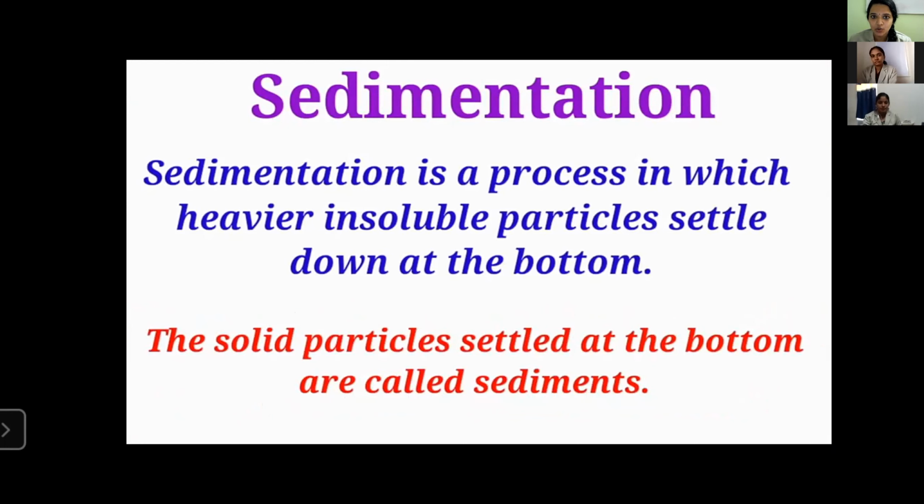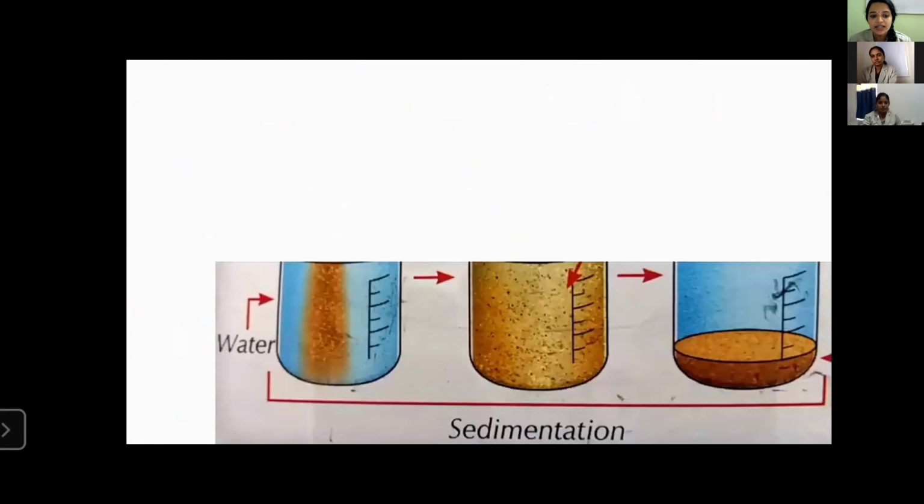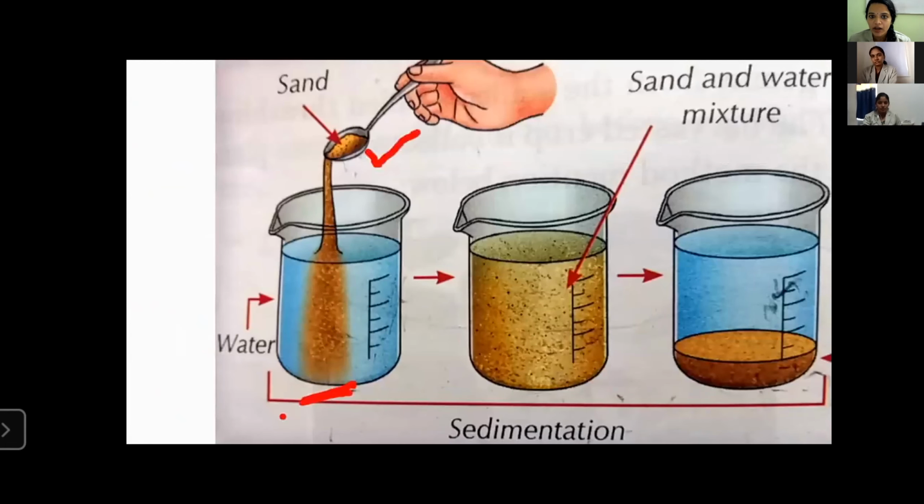Now we can see it through an example. Here I am taking a beaker of water and mixing sand in it. After some time, what do we observe? Yes, the sand gets settled at the bottom of the beaker, leaving the water above clearer. The sand which settled at the bottom is known as sediments. This is the overall process of sedimentation.